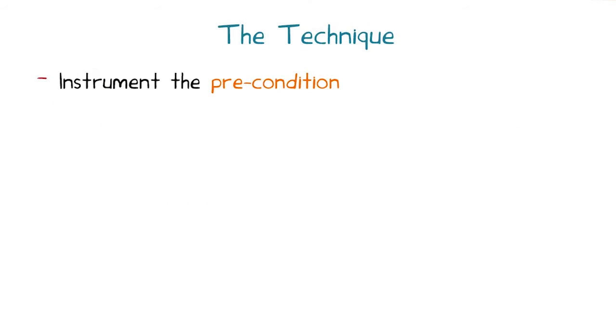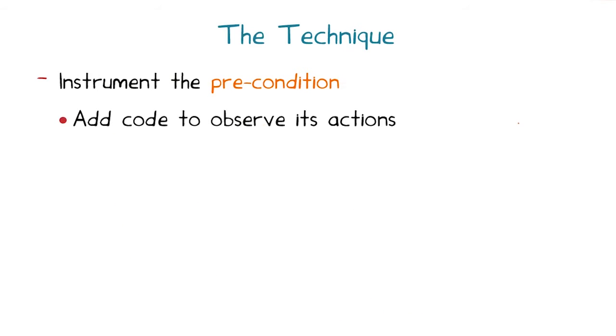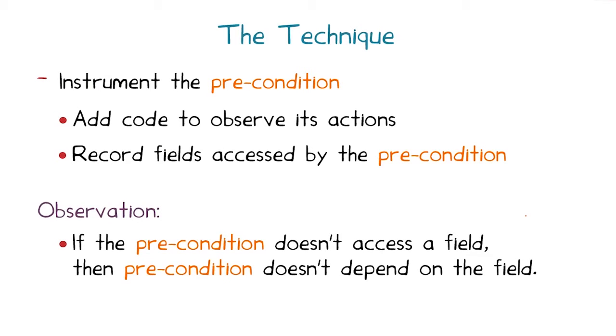The technique that Korat uses is to instrument the precondition. That is to say, it adds code to the precondition checking to observe how it acts on the test input. In particular, it records which fields of the input are accessed by the precondition. A key observation is that if the precondition never accesses a field of the test input, then the result of the precondition doesn't depend on that field.